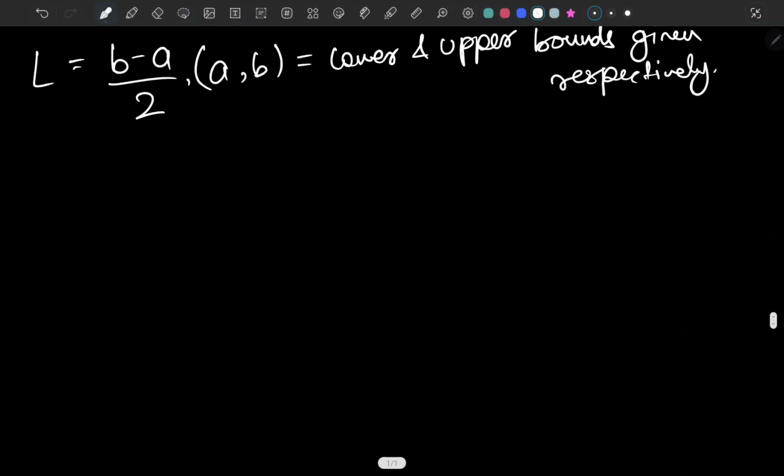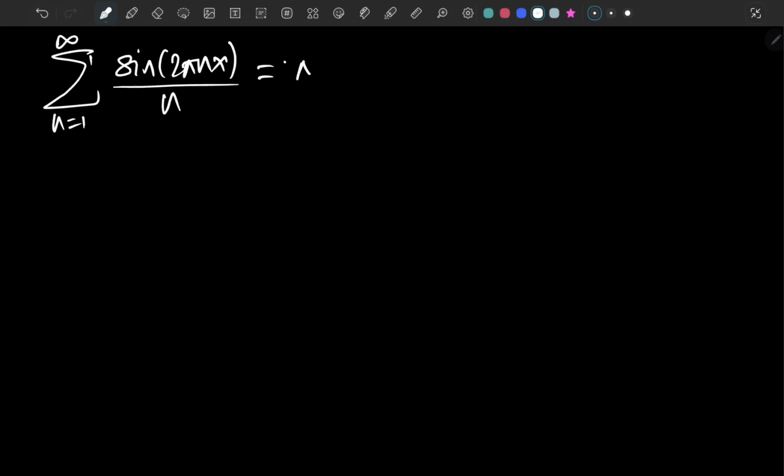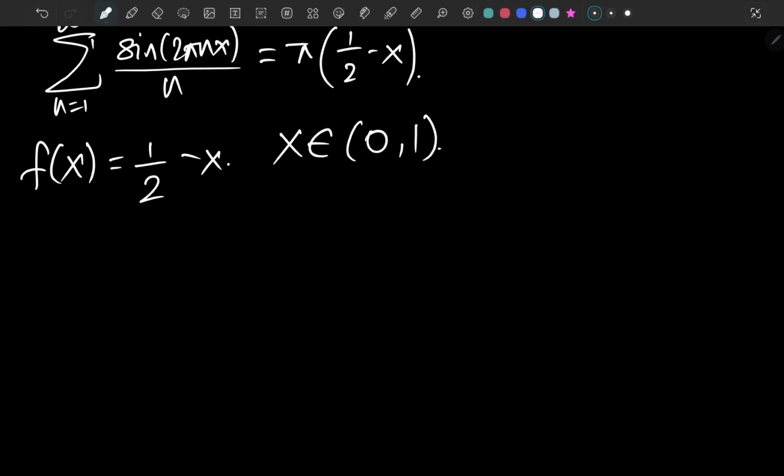Okay, so for our case, what we have to do is show that the sum as n goes from 1 to infinity of sine of 2 pi n x over n equals pi times (1 over 2 minus x). So we have to prove this, and we are gonna use the Fourier series. So our function that we have to assume here is 1 over 2 minus x, and that too for x belongs to 0 comma 1.